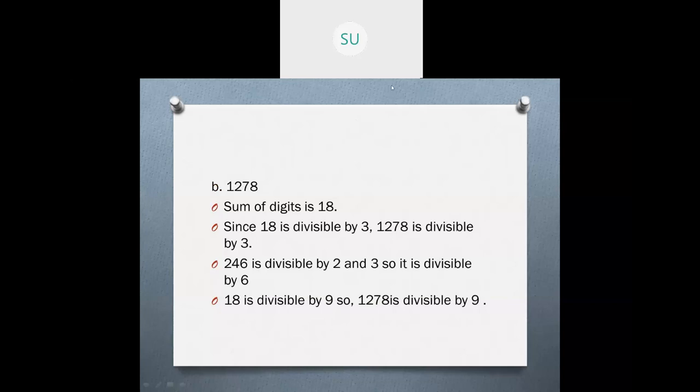Sorry, this is not 246, it should be 1278. So you can write there 1278.